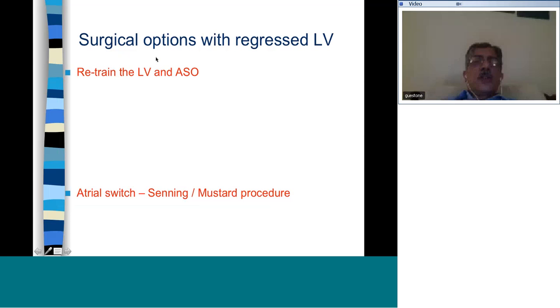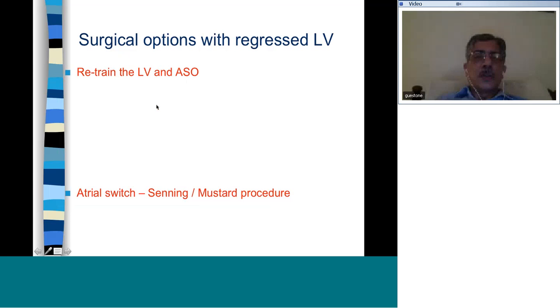So when you have a patient with a regressed ventricle, what are our surgical options? If you are keen on doing an arterial switch operation, then one has to retrain the left ventricle. If you don't want to do an arterial switch operation, one can straight away proceed to an atrial switch operation, which I mentioned to you earlier is not dependent upon left ventricular preparation, because the right ventricle remains a systemic ventricle. But then how do you retrain the left ventricle?